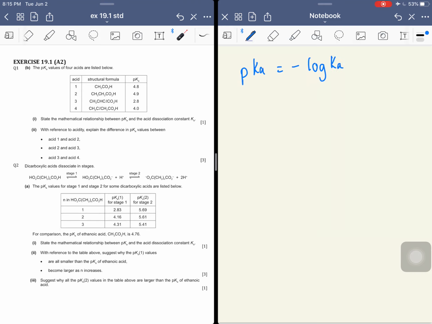So pKa is equals to the negative logarithm of Ka, or you can write down as Ka is equals to 10 to the power of minus pKa.